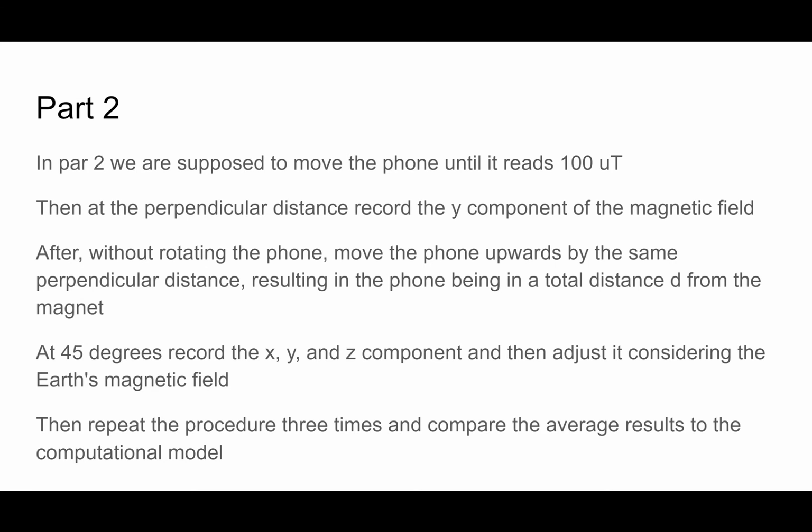So in part 2, we're supposed to move our phone until it reads 100 microtesla. Then, at the perpendicular distance, record the y component of the magnetic field. After, without rotating the phone, move the phone upwards by the same perpendicular distance, resulting in the phone being a total distance d from the magnet. At 45 degrees, record the x, y, and z components and then adjust for the Earth's magnetic field. Then repeat the procedure 3 times and compare the average results to the computational model.